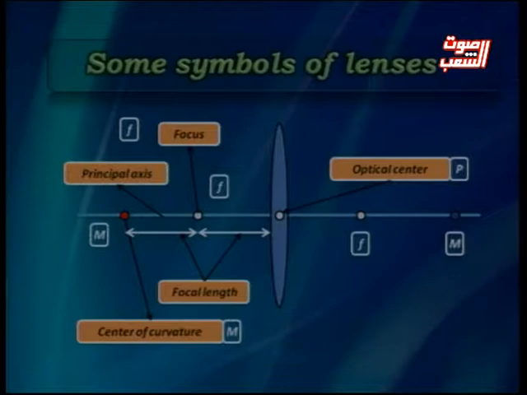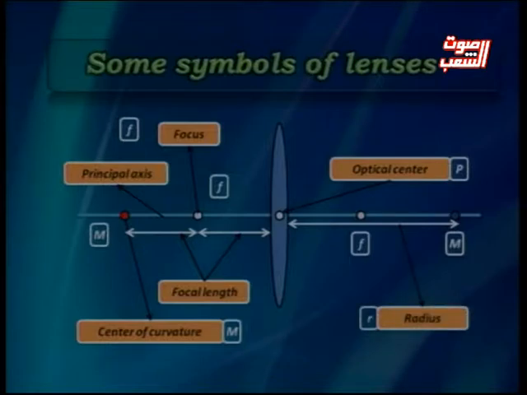And we have another focal length, the distance between the focus and the center of curvature. They are equal to each other, so each one is called the focal length. But the distance between the optical center and the center of curvature is called the radius, and it has the symbol R. Again, the distance between the optical center and the center of curvature, the distance between these two points, is called the radius. The symbol is R.